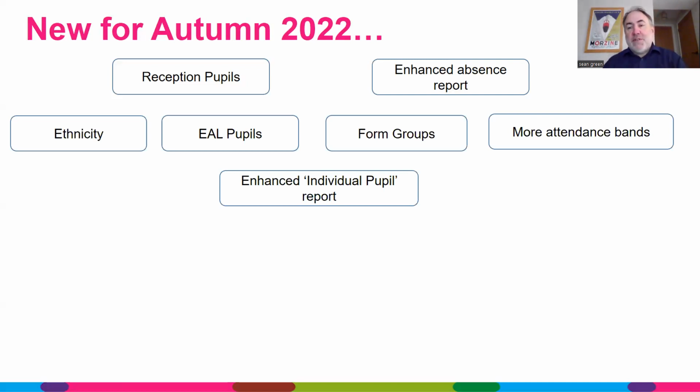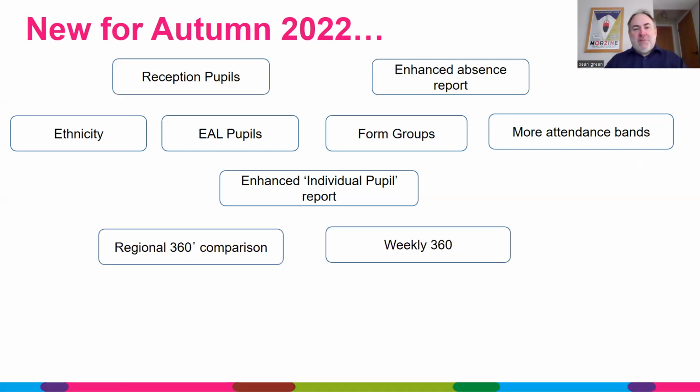We've also put in some more attendance bands so you can more easily identify students whose attendance is what might be termed as severely absent, as in they've missed up to 50% of all the sessions. We've got the attendance bands that allow you to identify which students are at risk of becoming persistently absent pupils. The 360 is a very popular report.